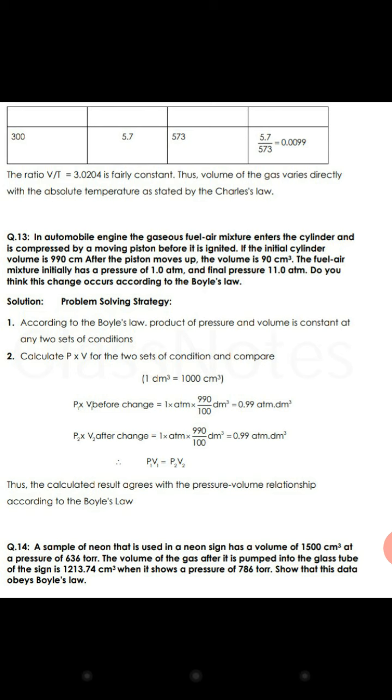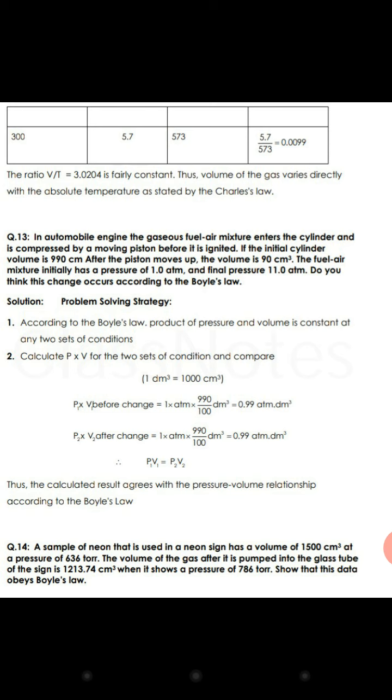Okay, if the initial cylinder volume is 990 centimeter cube. Note it is our initial condition. After the piston moves up, the volume is 90 centimeter cube. Note it. The fuel air mixture initially has a pressure of 1.0 atm, and the final pressure is 11.0 atm.